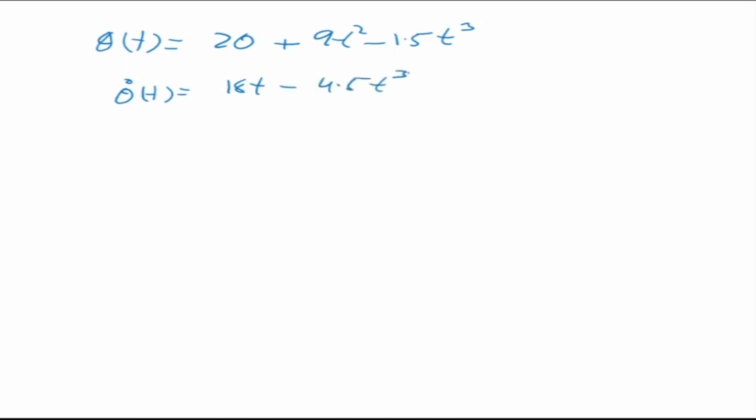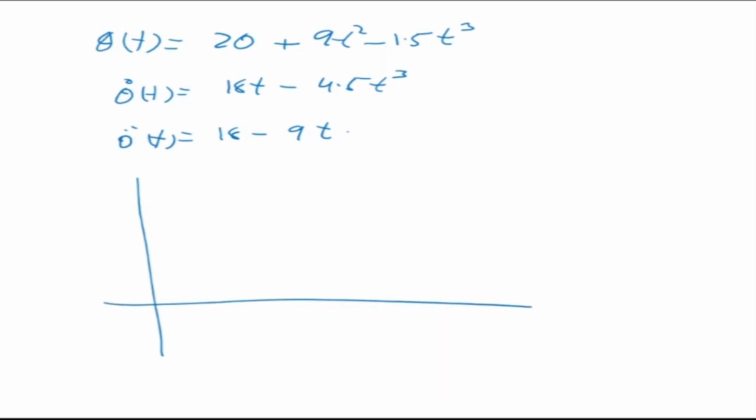So if I put these into the equation, what we get is theta of t is equal to 20 plus 9 t squared minus 1.5 t cubed, and theta dot t is equal to 18t minus 4.5 t squared, and theta double dot t is equal to 18 minus 9t. So now I can plot. It is 4 seconds, time tf is equal to 4 seconds, and it has moved from 20 degrees, so I say 20 is here and 68 is there in 4 seconds.